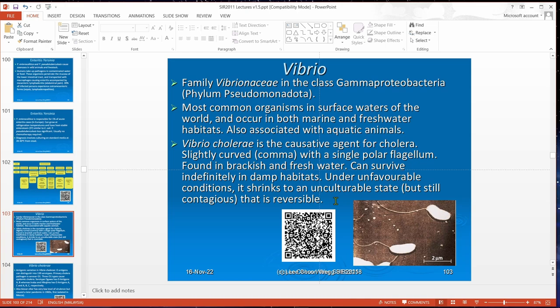So research into Vibrio cholerae found that Vibrio cholerae can exist as a viable but non-culturable (VBNC) state. It's alive, but you cannot culture it. That's why sometimes, even when you test the waters, you don't find any Vibrio cholerae. Doesn't mean it's not there. It might be there. And so in order to screen for it, you may have to do PCR, okay? Because they can be viable, but not culturable.